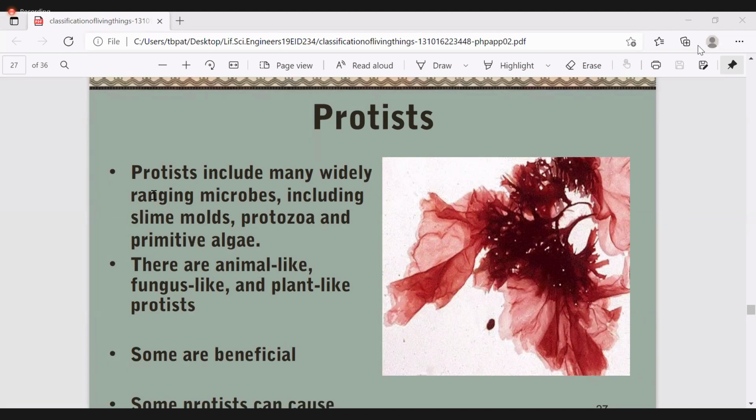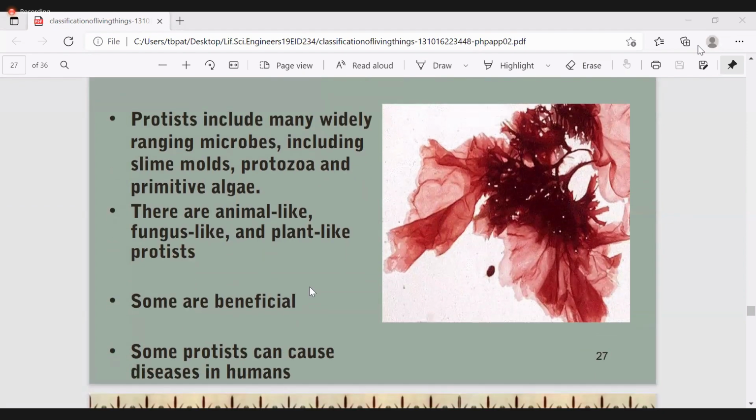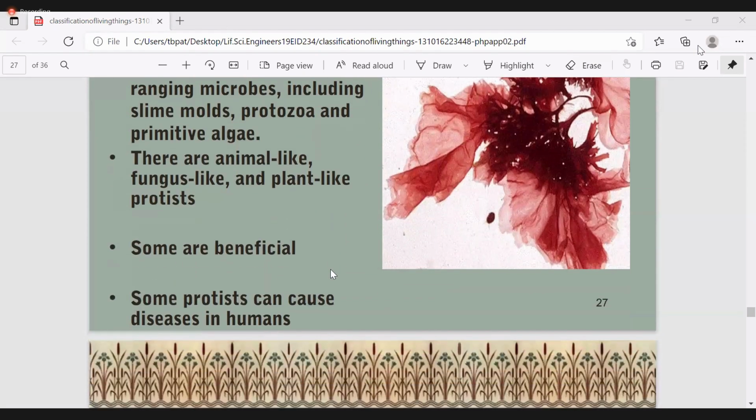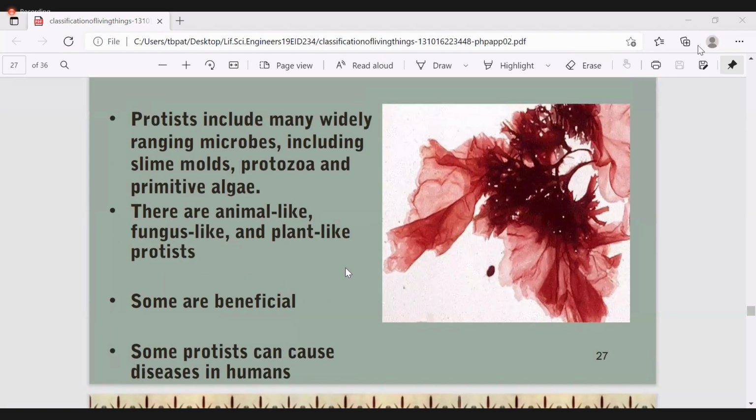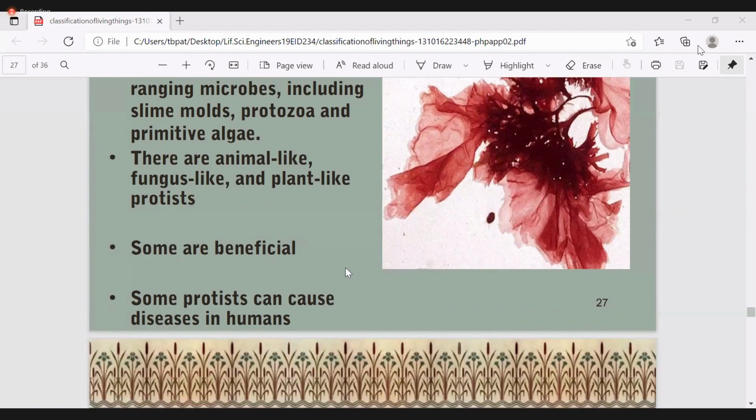It's majorly microscopic, including slime molds, protozoa, and primitive algae. It behaves like animals, fungi, and plants, and that is the reason why these are called animal-like, fungus-like, and plant-like protista. Some are beneficial, but some protista can cause diseases in humans. They cause irritation, allergies, and all these. Humans can face problems from this protista.